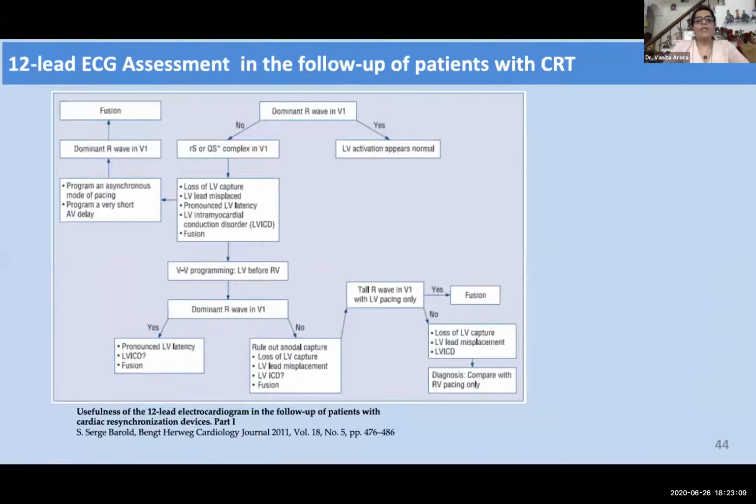To summarize all this in a table, I'll briefly discuss that if you have a dominant R in V1, it is an LV activation, which is good. But in case you have an RS or the QS pattern in V1, you have to look at various modalities to see why there is no R in V1. You may do the programming again, in the form of VV programming. You may pace the LV first to try to have the dominance of the R wave in V1, or try to look at the reason for not having a prominent R in V1.